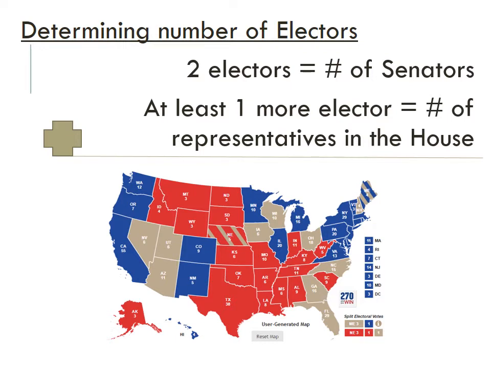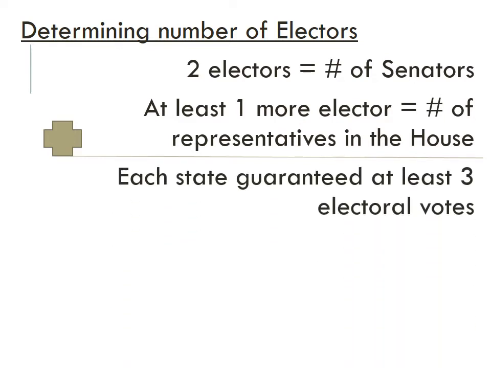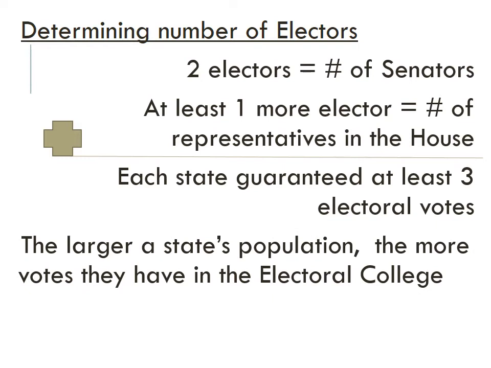Now, California has 53. North Carolina has 13. So in order to do this math, it's really simple. You just look at the number that you see on the map below and you subtract 2, and that's how many are in the House of Representatives. Like Texas has 36 in the House of Representatives and then 2 senators. That's how we get that number. Now, the smallest that you can have is going to be 3 because, again, everybody is guaranteed at least 3. The larger the state's population, the more votes they have in the Electoral College.